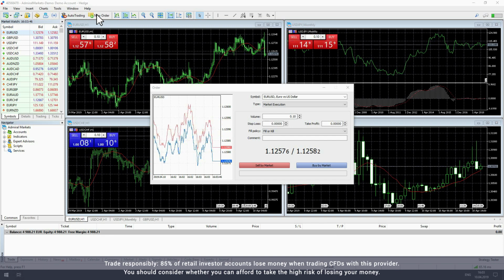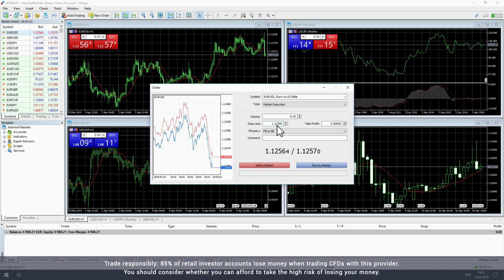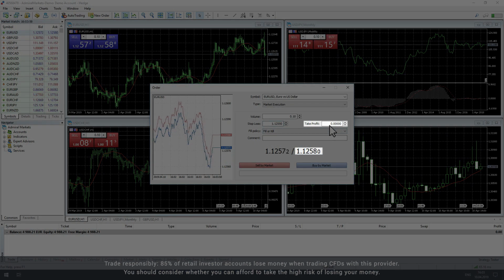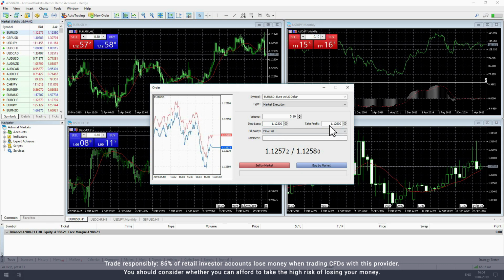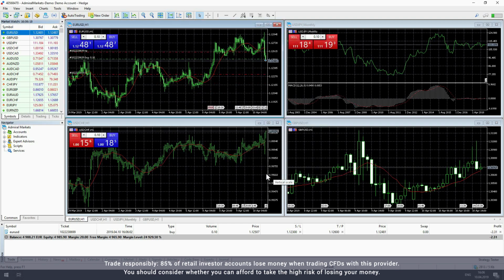In this example, we'll open a buy trade, which means we'll add a stop loss price that is lower than the current sell price. This means that if the price drops to this level, the trade will close automatically. For the take profit, we will choose a price that's higher than the current buy price. If the price increases by this amount, the trade will close automatically and the profits will be added to our trading account. When we open the trade, the stop loss and take profit will be added to the trade.